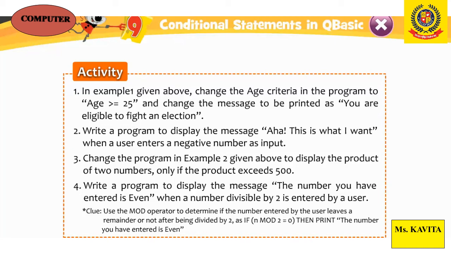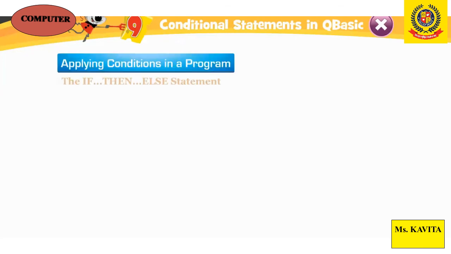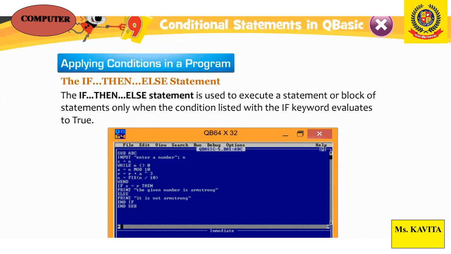Let us examine a few examples using if then statements. The examples are given on page number 115. First, use an if then statement to check whether the age of a user is greater than or equal to 18 years, and display a message if the condition evaluates to true. 10 input, enter your age, then if age greater than 18, then print you are adult, end if.